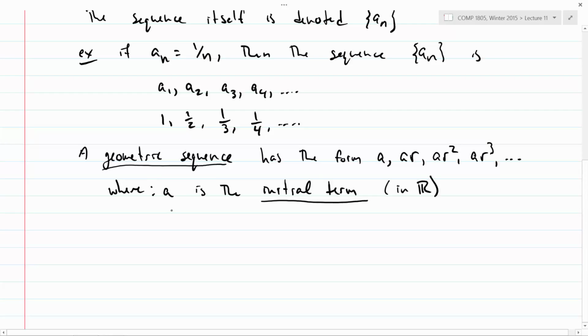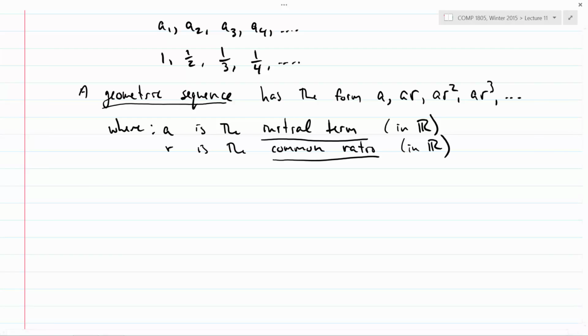And r is called the common ratio, which is also a real number. Okay. So here are some examples of geometric sequences.